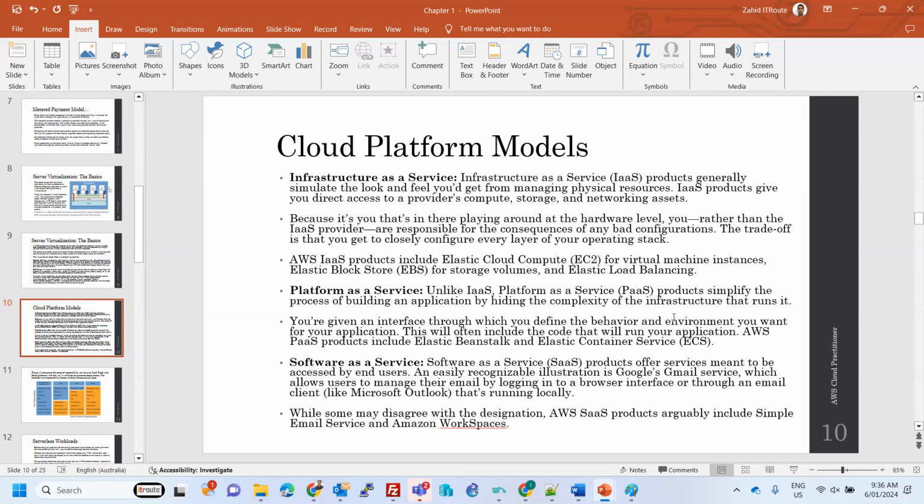And what is software as a service? You have already looked at Microsoft 365, which is software as a service. Google Gmail is software as a service. All of these are software as a service. AWS SaaS products arguably include Simple Email Service and Amazon WorkSpaces. AWS does not directly have that kind of software as a service, which is why they say that while some may disagree with the designations, they don't actually have software as a service. They are trying to, but mostly people use it for infrastructure.